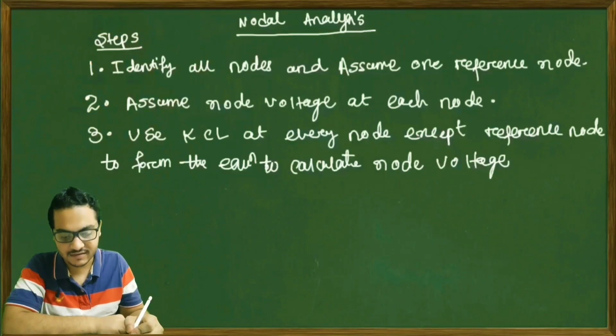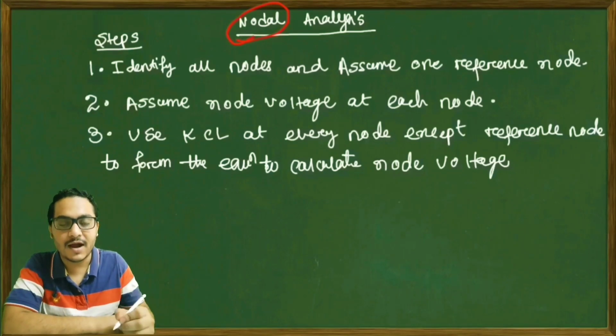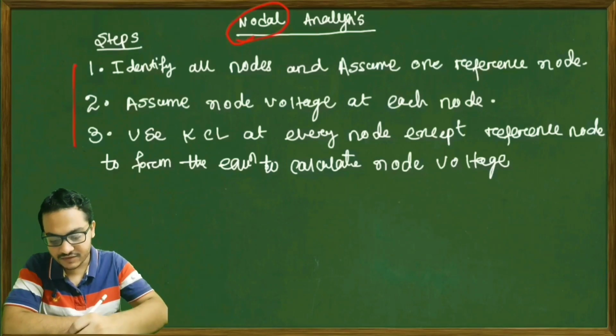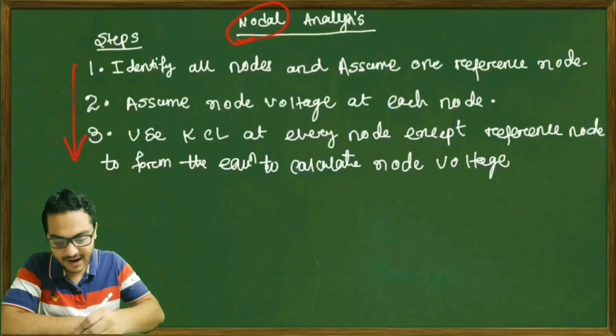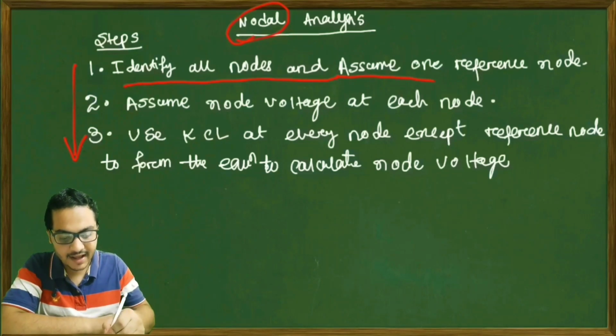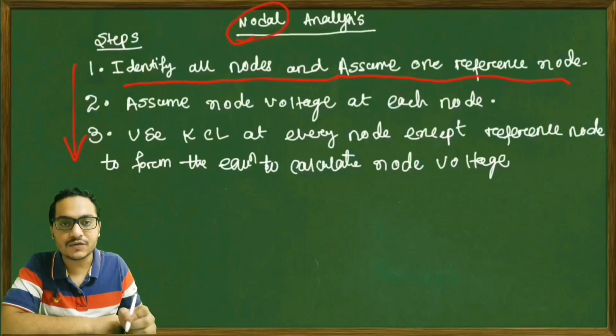Nodal analysis, as the name suggests, is based on the node, and it is basically used to find the node voltage. These are the steps you need to follow while solving a network using nodal analysis. First step is to identify all the nodes and assume one reference node. Means you have to identify the total number of nodes first, and assume one node as the reference node.